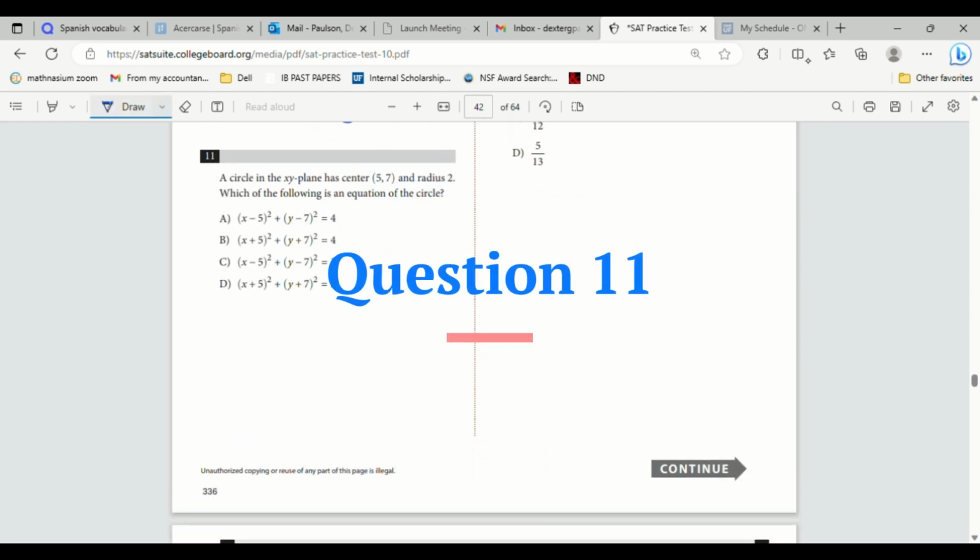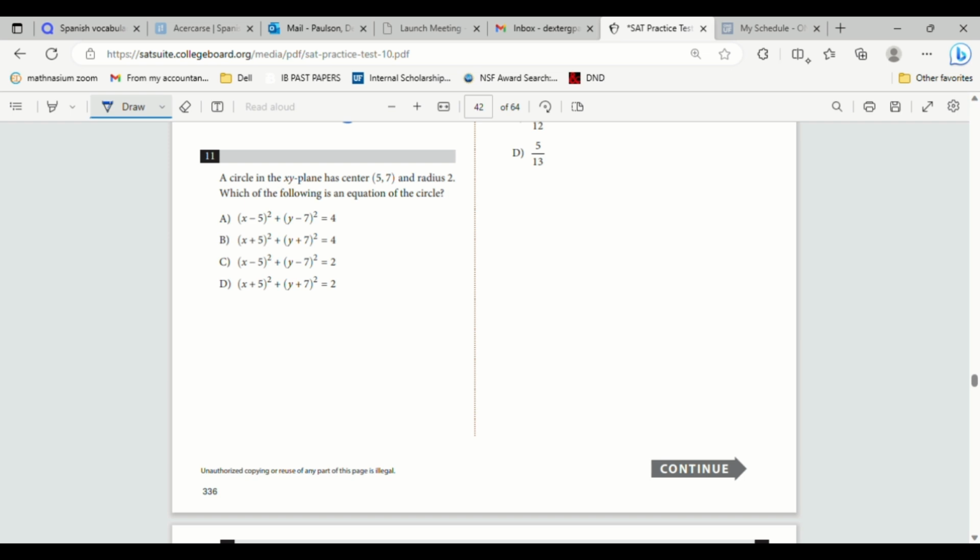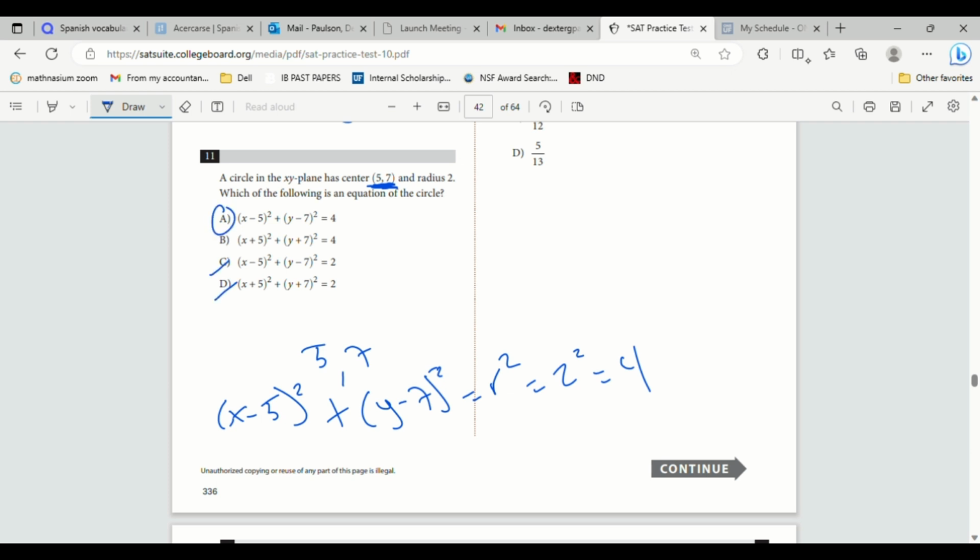Number 11, a circle in the xy plane has center 5, 7 and radius 2. Which of the following is an equation of the circle? So for equations of circles, you undo the coordinates for the center, as in if your center is 5, 7, your x-coordinate will be x minus 5 squared plus y minus 7 squared, and that will equal your radius squared. In this case, 2 squared, which equals 4. And so this is choice not C or D, but choice A.